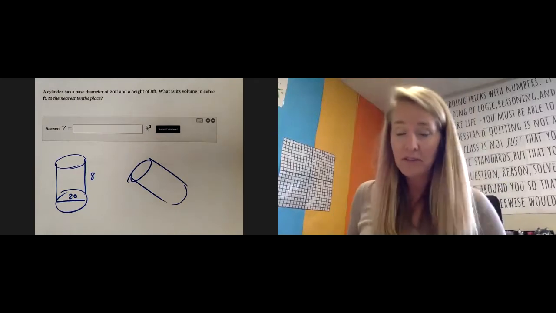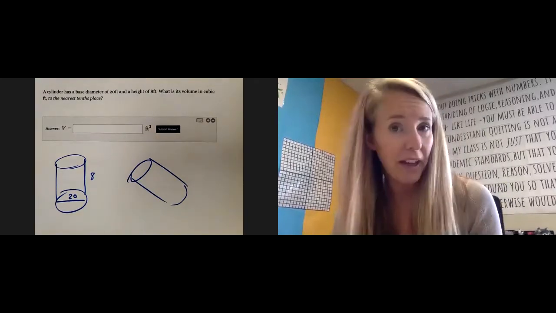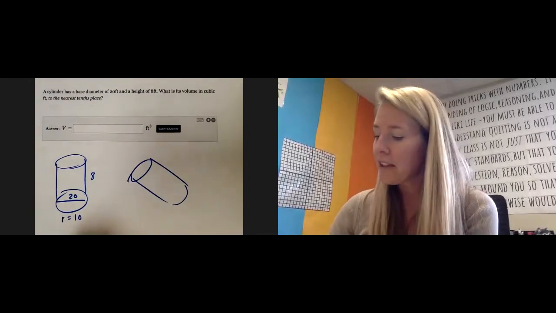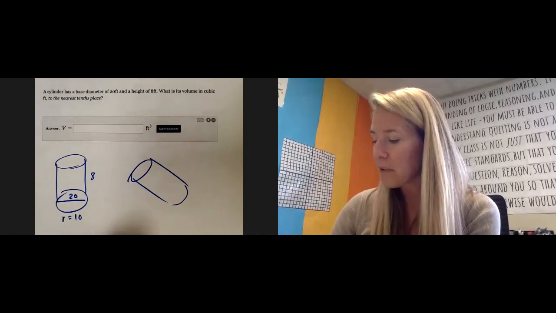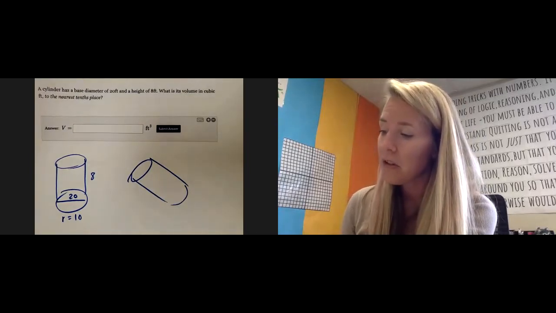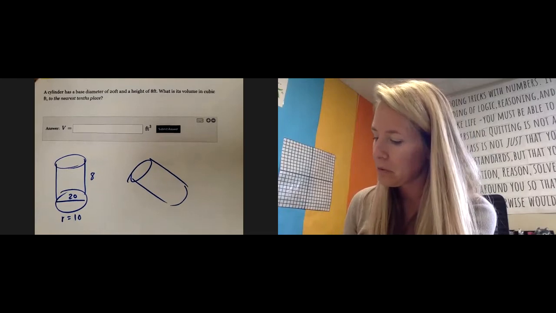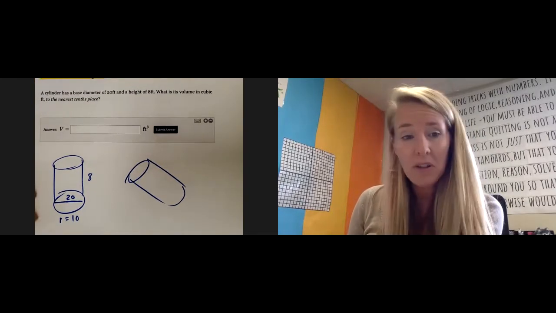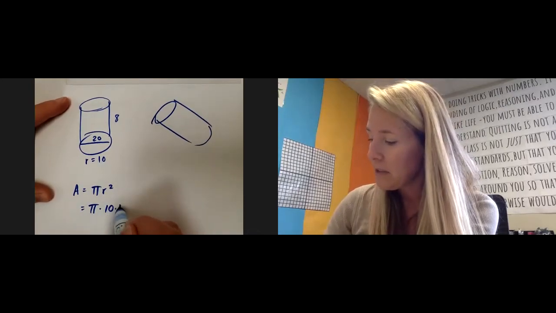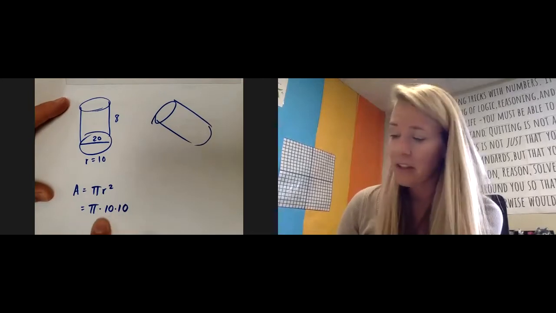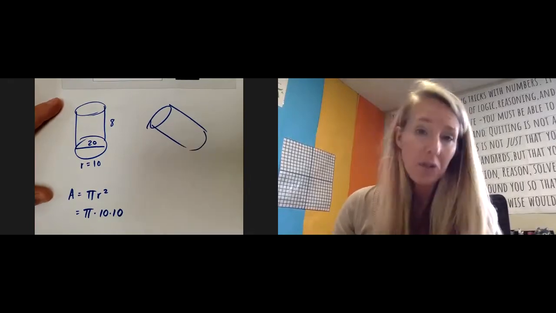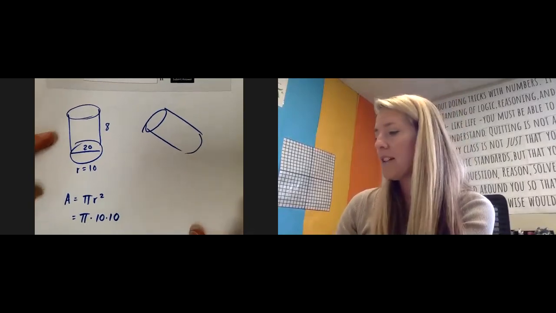So if the diameter is 20, I know that my radius is half of that, so the radius is 10. And I know, because I'm a math teacher, that the area of a circle equals pi times the radius squared. They'll typically give you that formula, but if they don't, then you need to know that. Also, you can Google it really quickly. It's a pretty popular one. So pi times 10 times 10, or 100 pi. 10 times 10 is 100. 100 pi is that flat pancake. Multiply that by 8, that's 800 pi. And that's the whole volume of that cylinder.